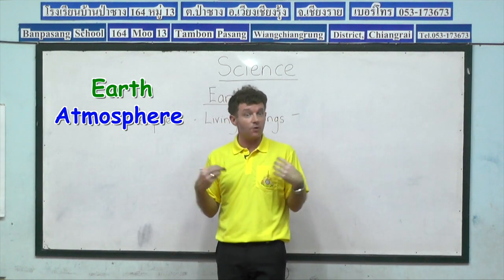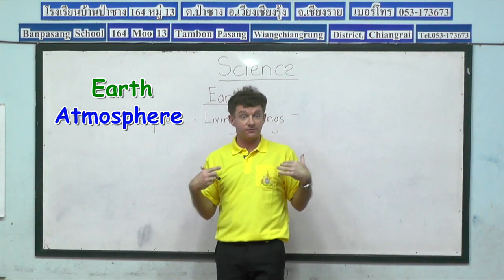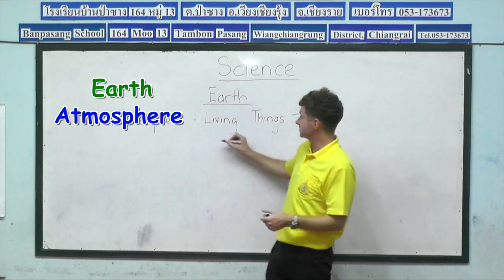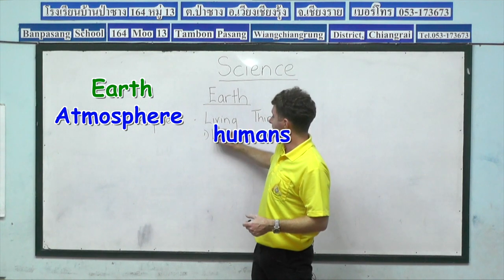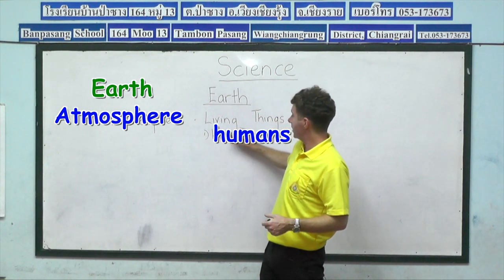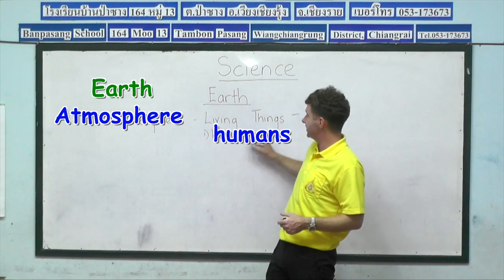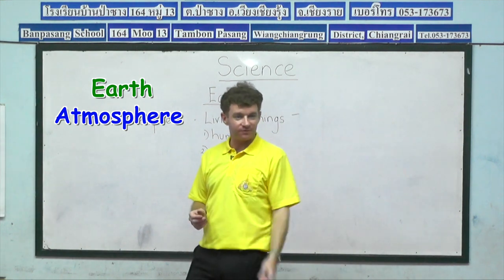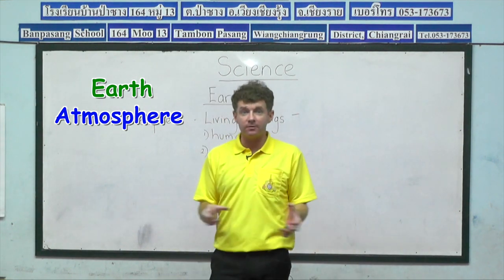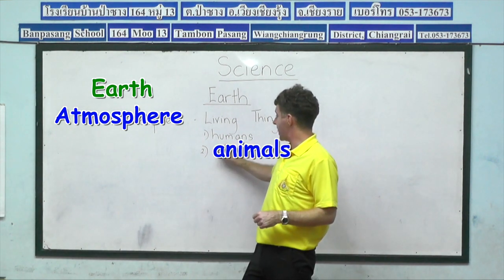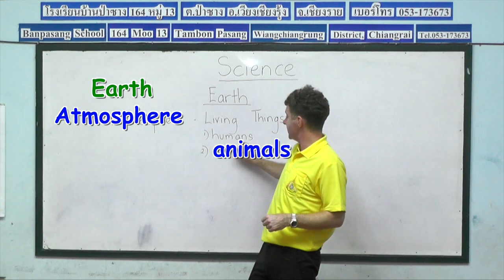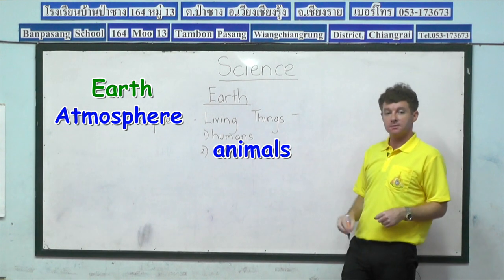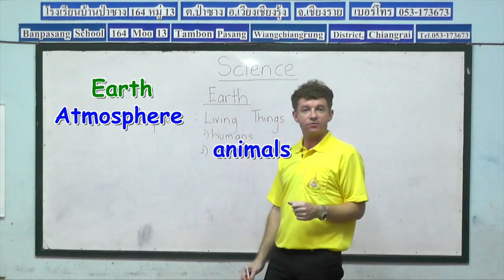Okay. Now, in the last lesson, we mentioned three main types of living things on planet Earth. First of all, there's us. What are we? People, excellent, or humans. So living things, humans, H-U-M-A-N-S. And then the second type of living things, animals. Excellent, Dan. All of the animals on the planet. A-N-I-M-A-L-S.